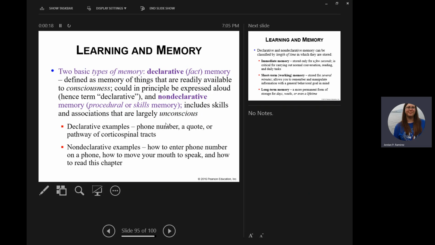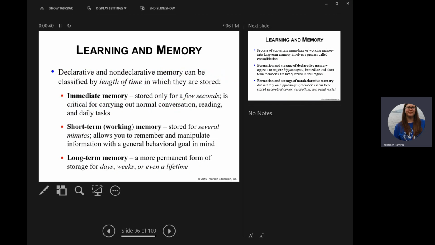All right, let's finish this up real quick. We don't have too much more here, maybe 6 slides or something. There are 2 basic types of memory, declarative and non-declarative. Declarative is like your factual memory, and non-declarative is not your muscle memory, but it's like your procedural memory, your skill memory.